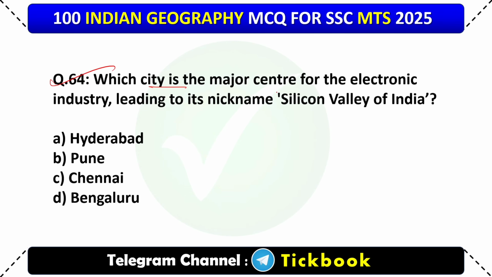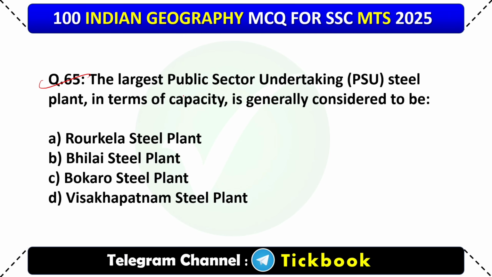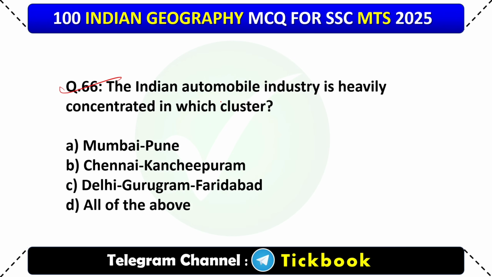64. Which city is the major center for the electronic industry, leading to its nickname Silicon Valley of India? Number D, Bengaluru. 65. The largest public sector undertaking steel plant in terms of capacity is generally considered to be. Option number C, Bokaro Steel Plant. 66. The Indian automobile industry is heavily concentrated in which cluster? Option number D, all of the above.